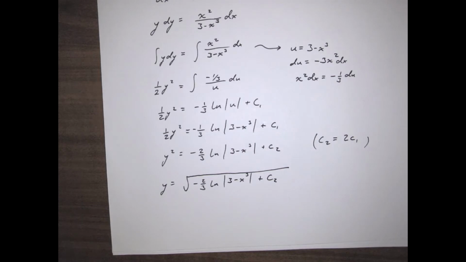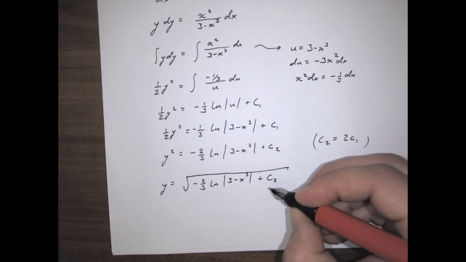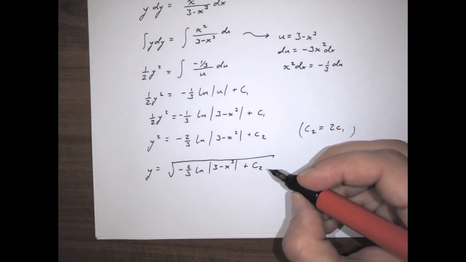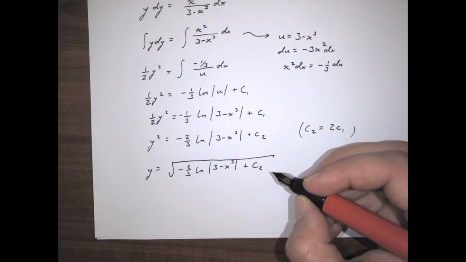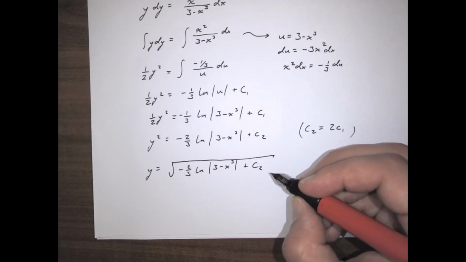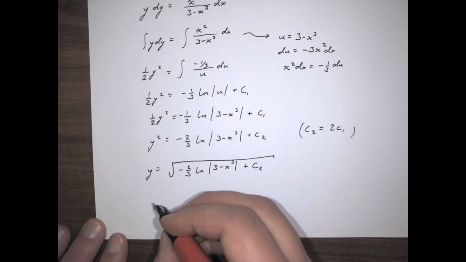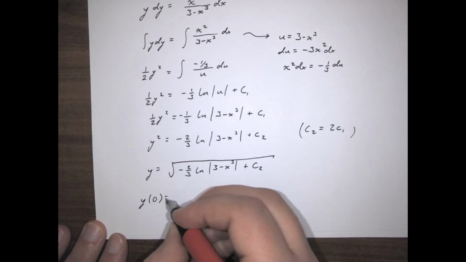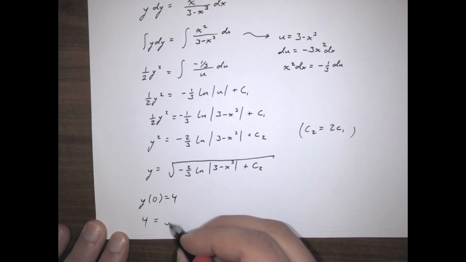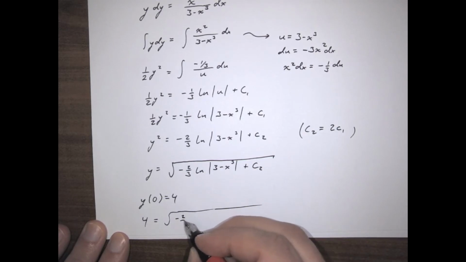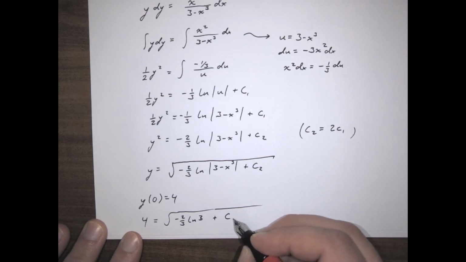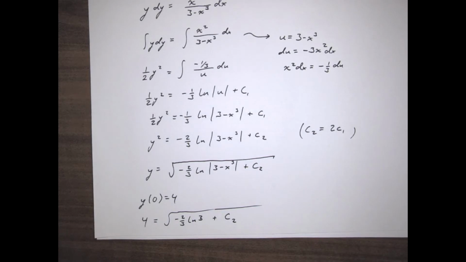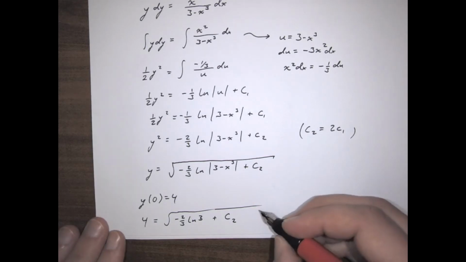Now this is an initial value problem, so we are not content to leave it as a general solution like this, an infinite family of different possible solutions, one for each value of the parameter. Instead, we need to find the specific value that makes this happen. All right, so y of 0 equals 4. That's the condition that we are told. So 4 is equal to the square root of negative 2 thirds natural log of 3 plus c2. X equals 0, so we have a natural log of 3. We don't have to write an absolute value anymore since we know its value is positive.